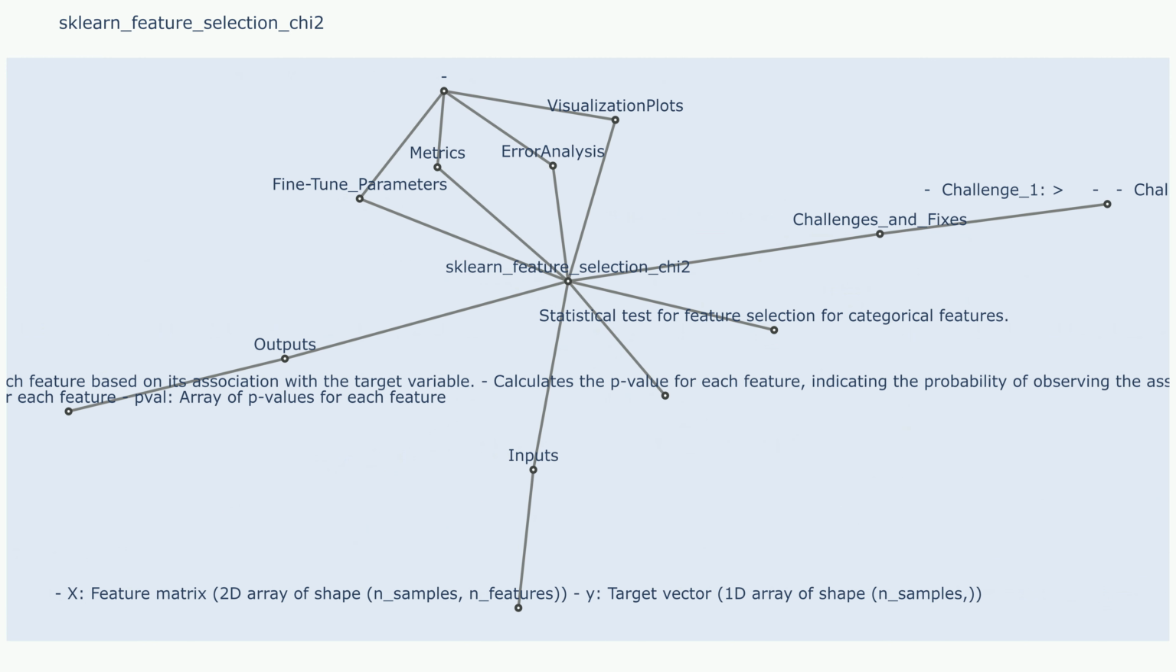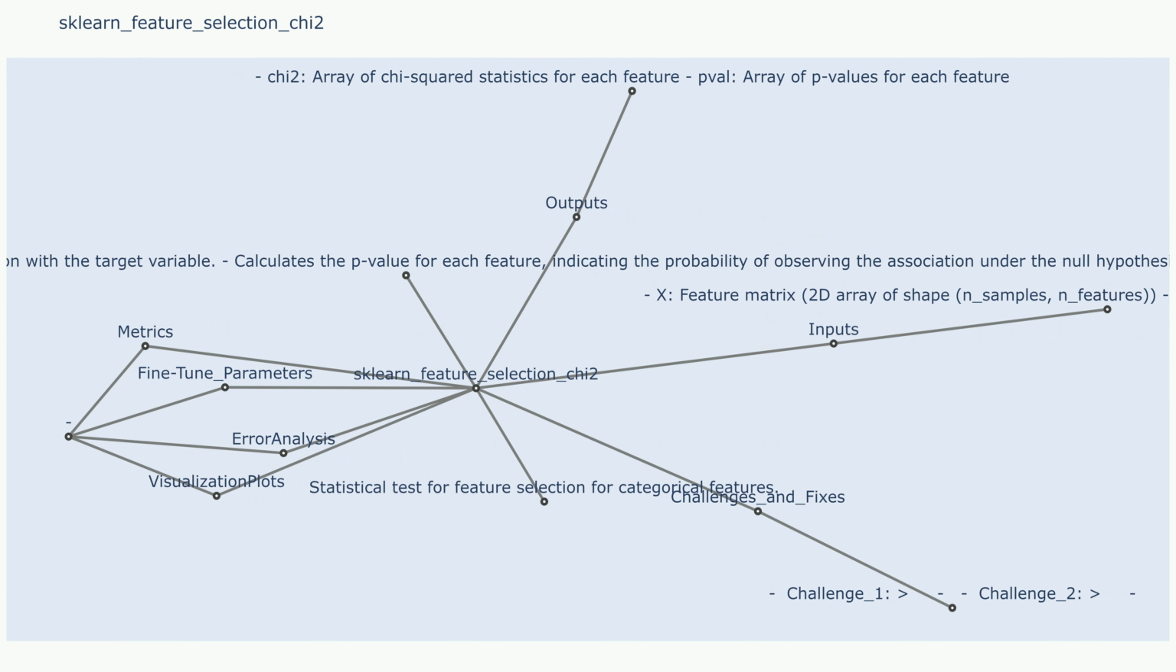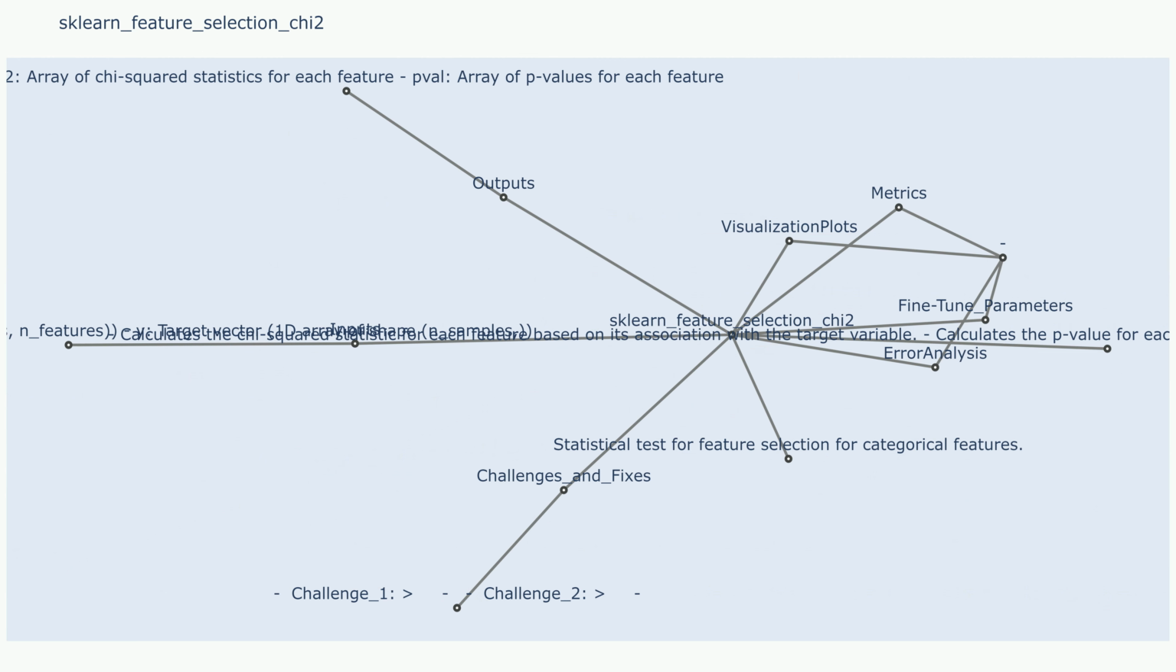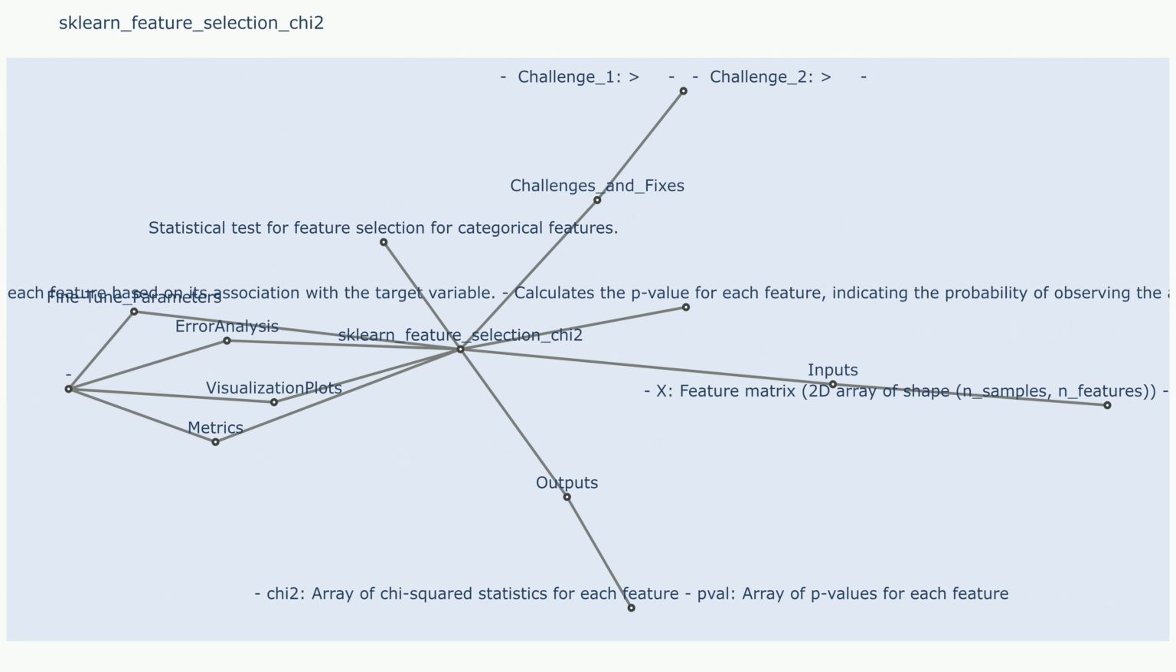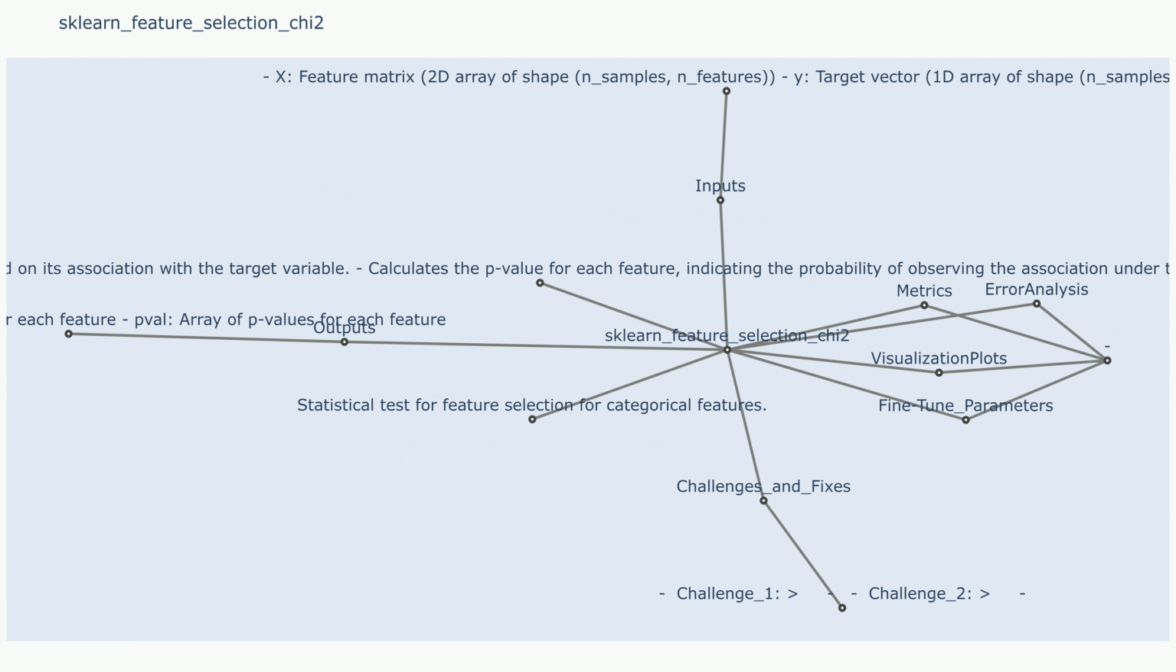Inputs: X, a NumPy array or pandas DataFrame containing the features. Each row represents an instance, and each column represents a feature. y, a NumPy array or pandas Series containing the target variable. It should be a categorical variable. F score, a NumPy array containing the chi-squared statistics for each feature. Higher values indicate stronger dependence between the feature and the target. P-value, a NumPy array containing the p-values for each feature. Smaller p-values indicate that the feature is less likely to be independent of the target.